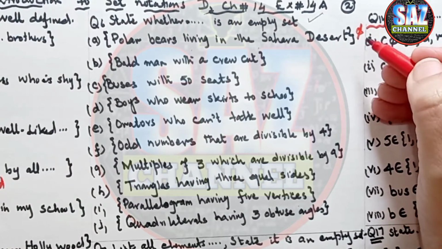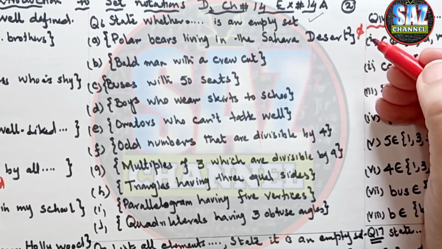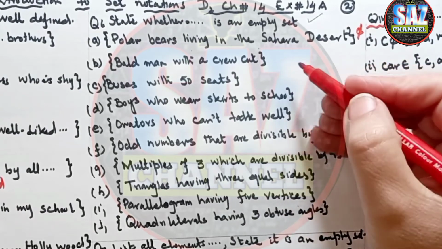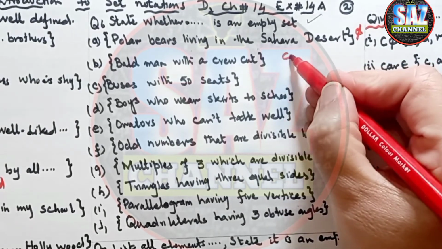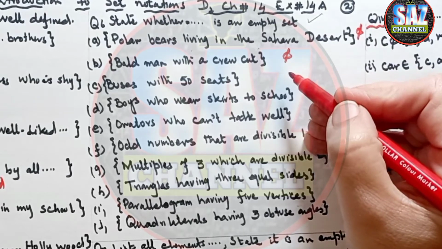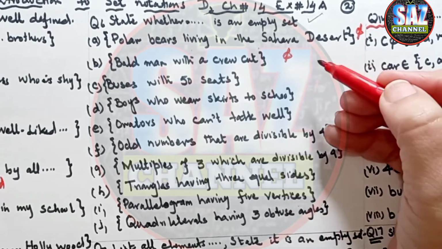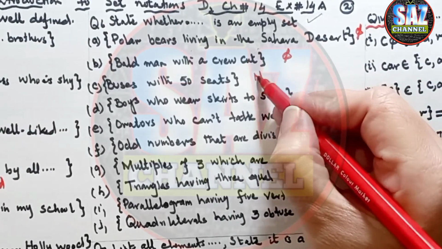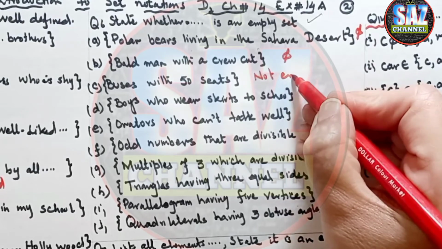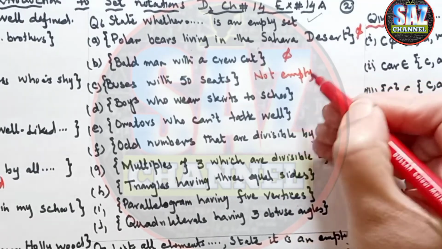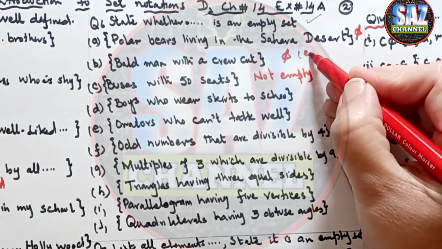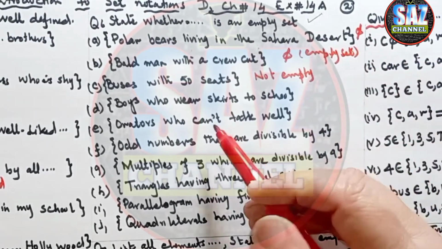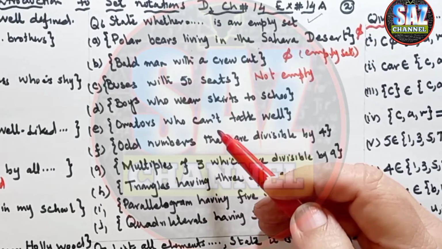Coming to the second part, that is a bald man with a crew cut. Oh, a bald man and a crew cut, it's again an empty set. And then buses with 50 seats. There can be buses that have 50 seats, so it's not empty. Now coming to the next one, boys who wear skirts to school.